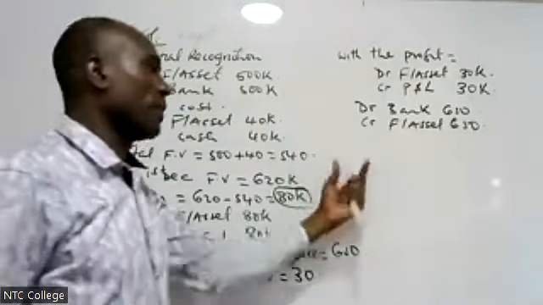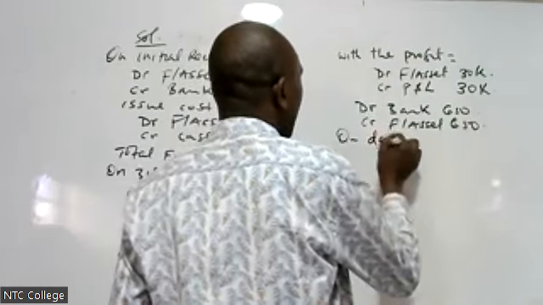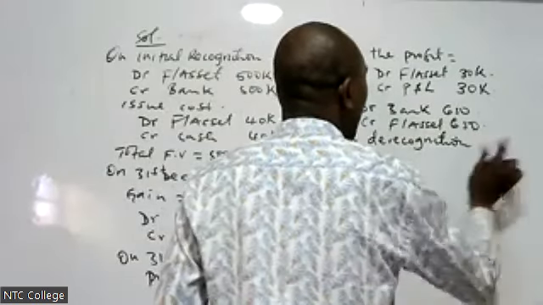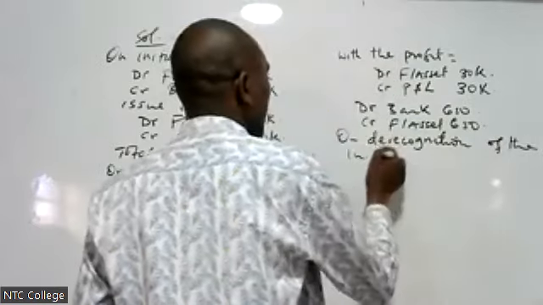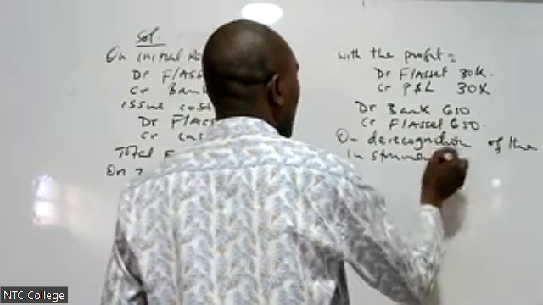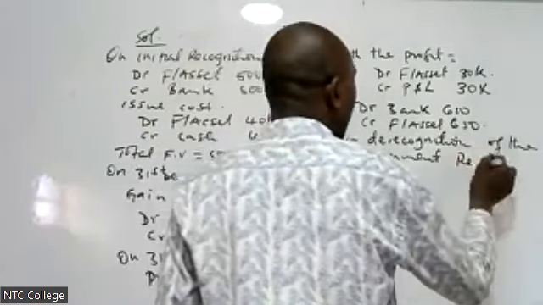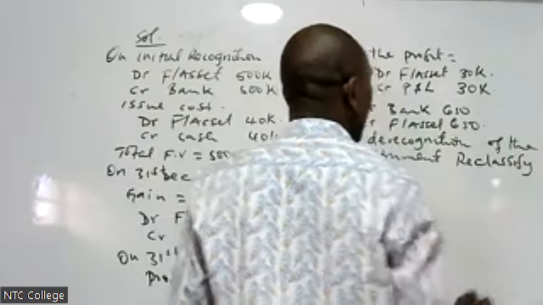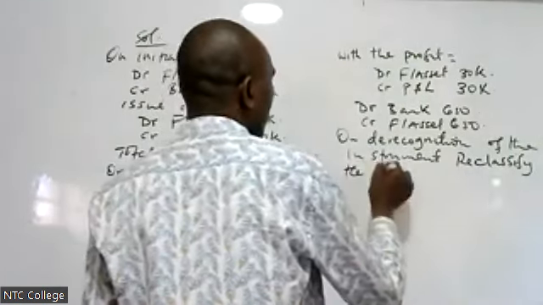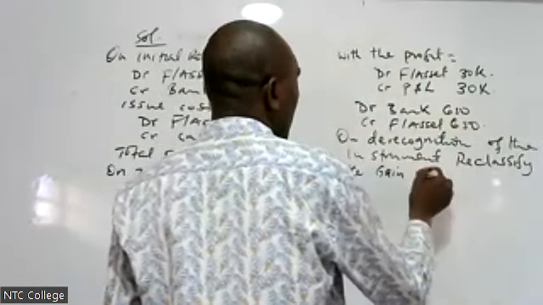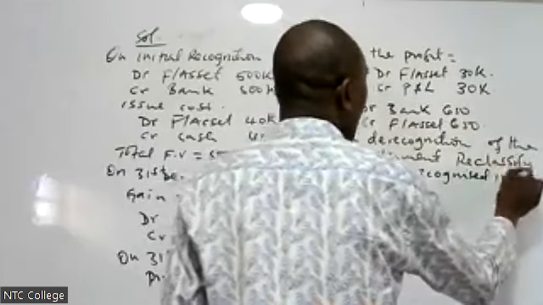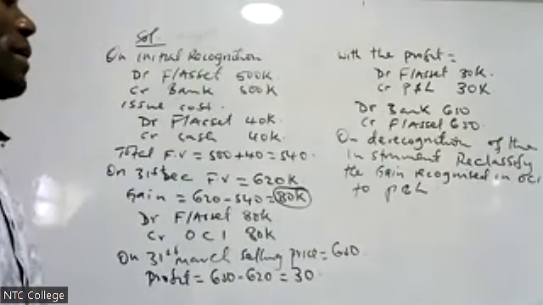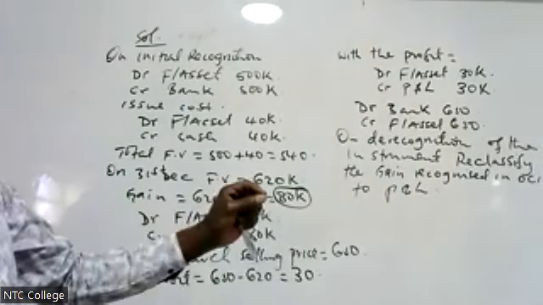Now, on the derecognition, write this: on the derecognition of the instrument, reclassify the gain recognized in OCI to P and L.